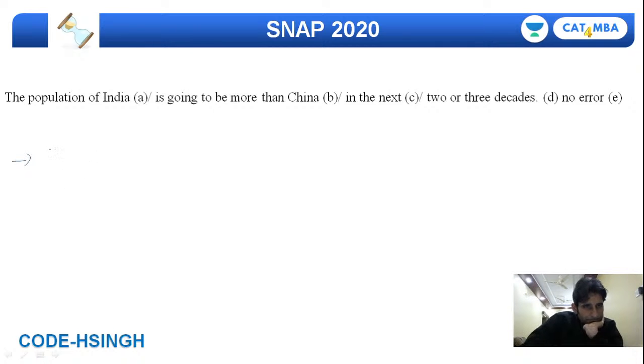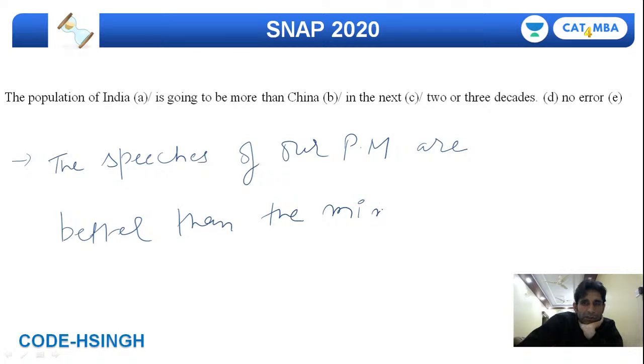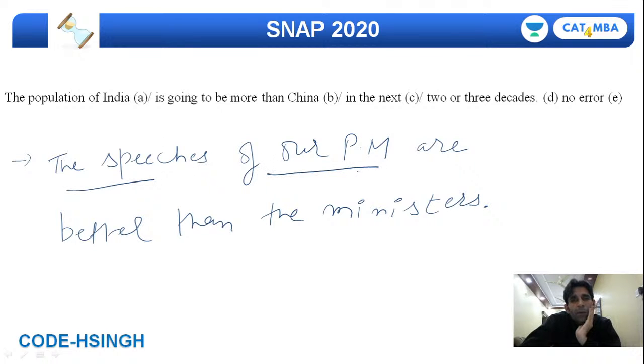So if I say, the speeches of our PM are better than the ministers. Okay, so guys, this is the sentence. The speeches of our PM are better than the ministers. Okay, so I'm just underlining some parts. The speeches of our PM, better, the ministers.